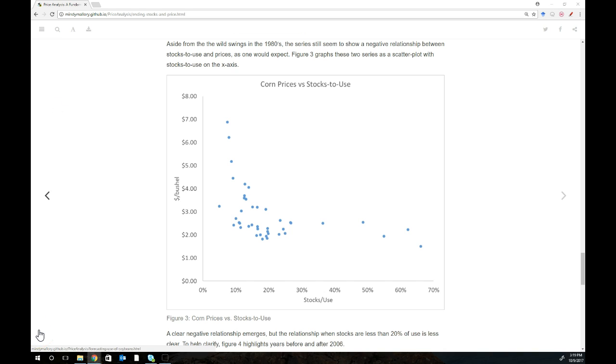Now we can see a clear negative relationship emerge, but one thing that we might remember is that these extremely high values of stocks to use were primarily in the 1980s, when we had a very different kind of government farm programs that were holding a lot of stocks. So we might want to separate out more recent time periods from more distant time periods to get a sense of what this relationship is looking like more recently.